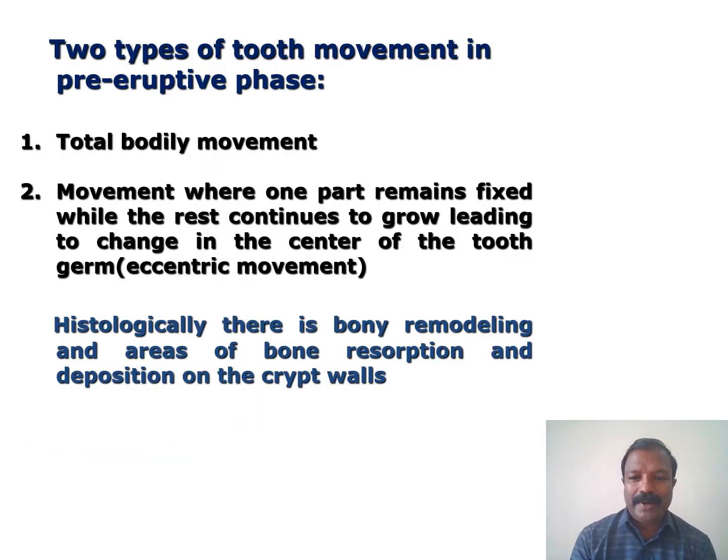So there are basically two types of movement in the pre-eruptive phase. One is the total bodily movement of the tooth germ, and second is an eccentric movement. Here, one part of the developing tooth germ remains fixed, while the other portion continues to grow. So it will lead to a change in the center of the tooth germ. So this is known as the eccentric movement. So we have total bodily movement and an eccentric movement happening in the pre-eruptive phase. And histologically, there will be bone remodeling and areas of bone resorption and bone deposition within the crypt walls.